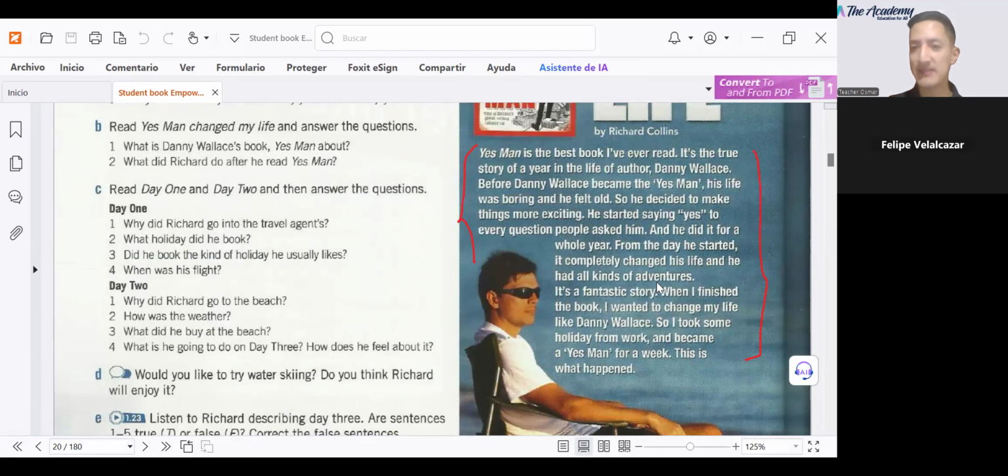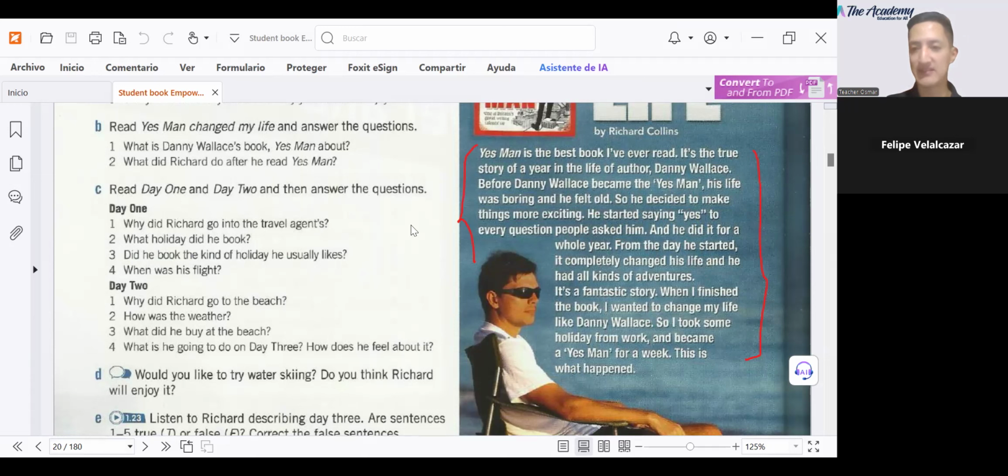Yes Man is the best book I've ever read. It's the true story of a year in the life of author Danny Wallace. Before Danny Wallace became the Yes Man, his life was boring and he felt old. So he decided to make things more exciting. He started saying yes to every question people asked him. And he did it for a whole year, from the day he started. It completely changed his life and he had all kind of adventures.